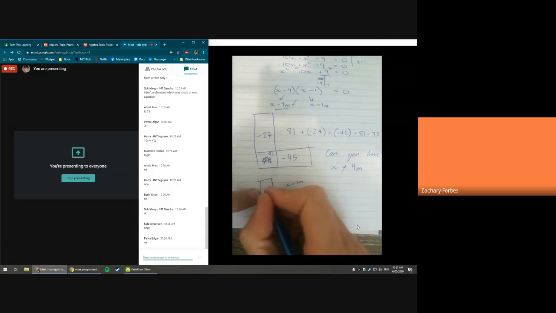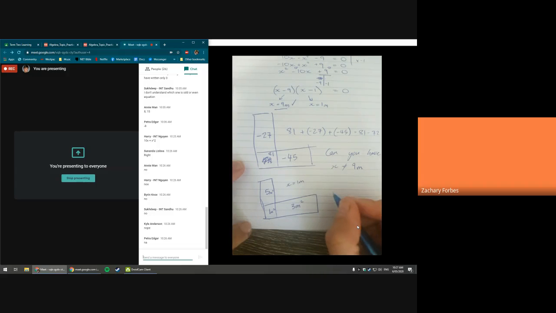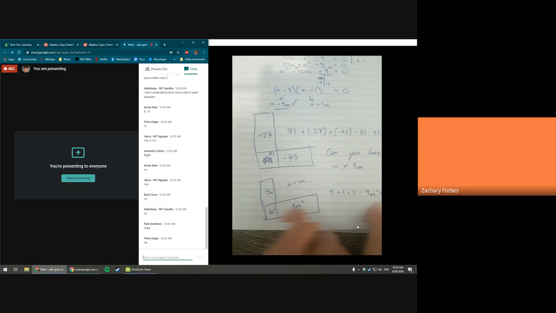And then this final one was 4 minus x times x. 4 minus 1 is 3 times 1 is 3 meters squared. Now, does that work? Do these add up to 9 meters squared? Let's test it. 5 plus 1 plus 3 equals 9 meters squared. Yes. And look at that, all positive areas. So x must equal 1 meter. That's the only solution because we can't have negative area.